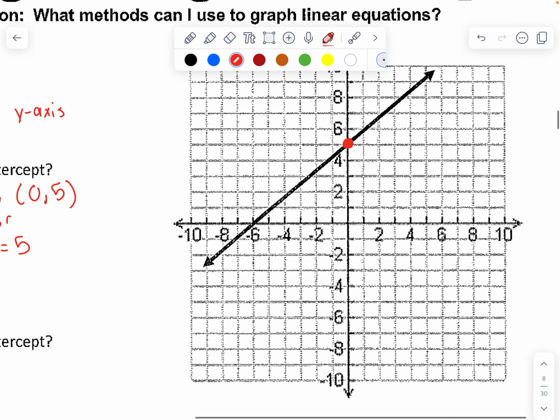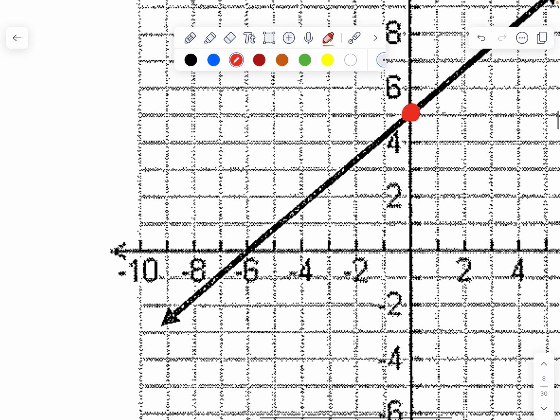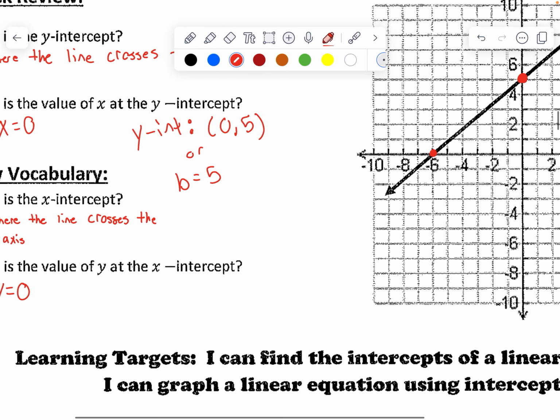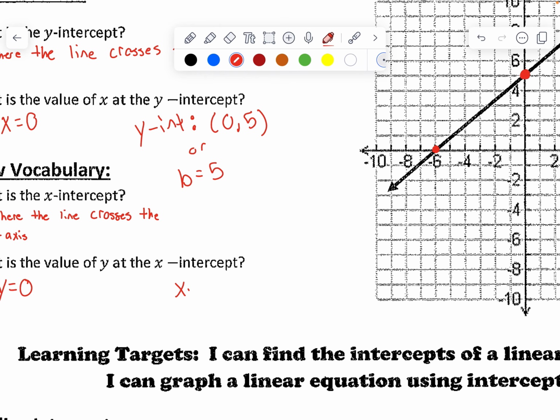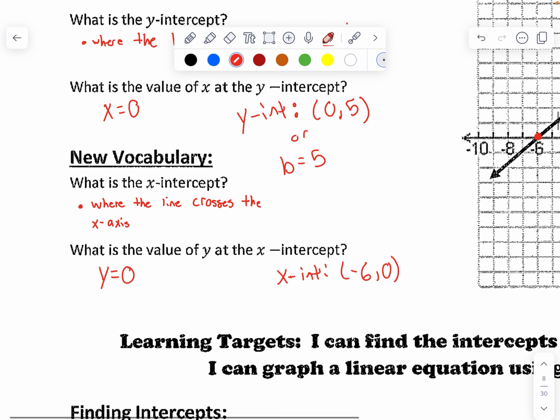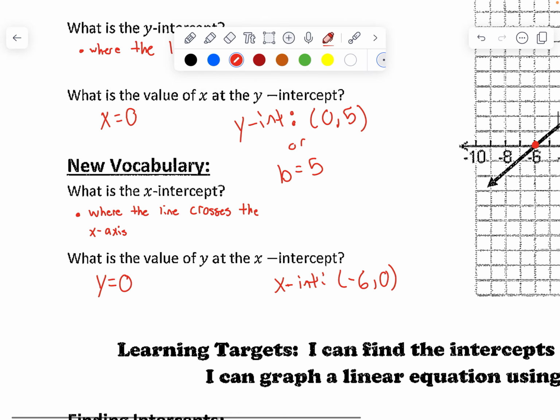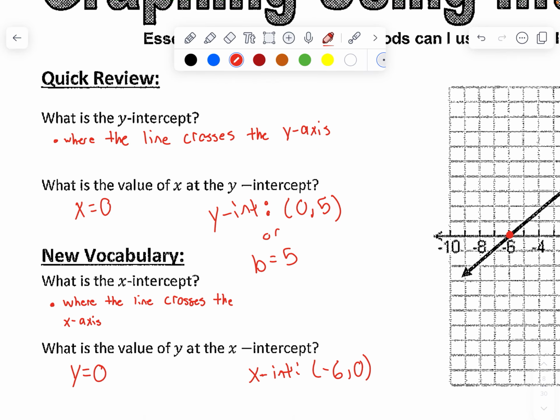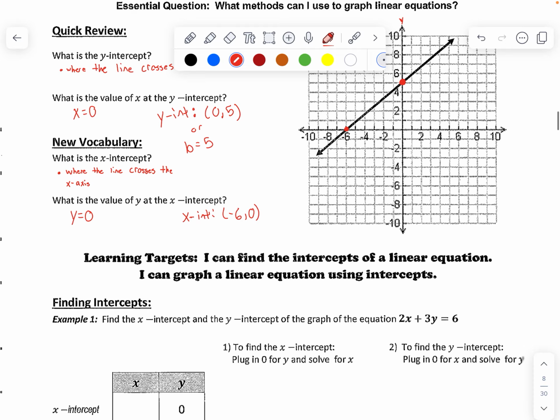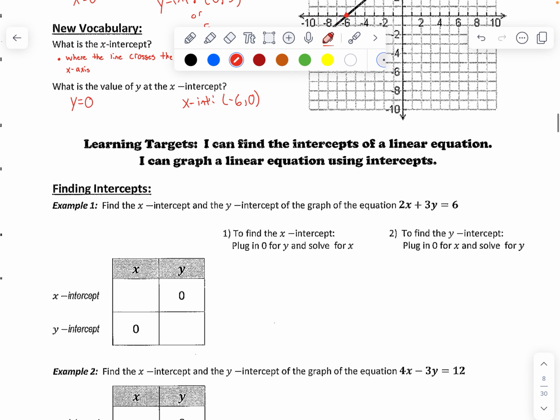And so if we look at this one, we're looking for where the line crosses through the x-axis, which we can see is right here, at x is -6. So the x-intercept would be at -6, 0. So again, the value of y is 0 at the x-intercept, and vice versa, the value of x is 0 at the y-intercept. That's going to be key for when we start graphing, finding the intercepts.